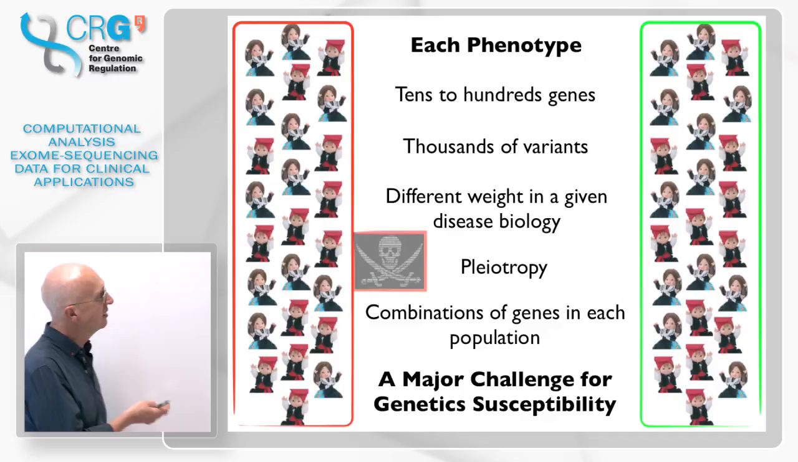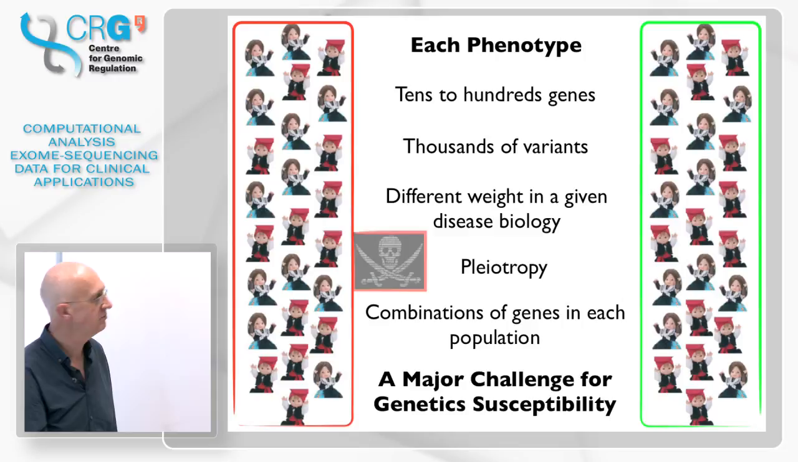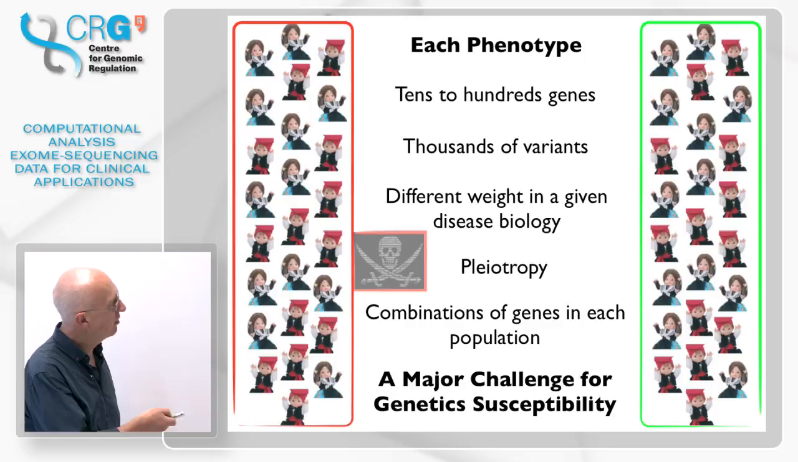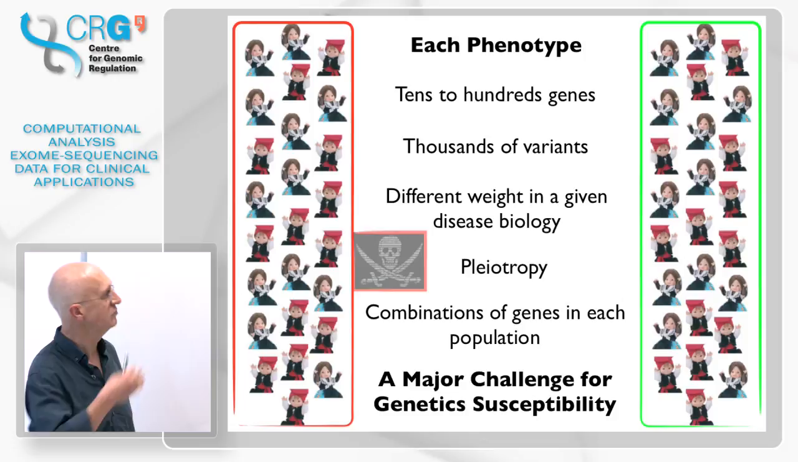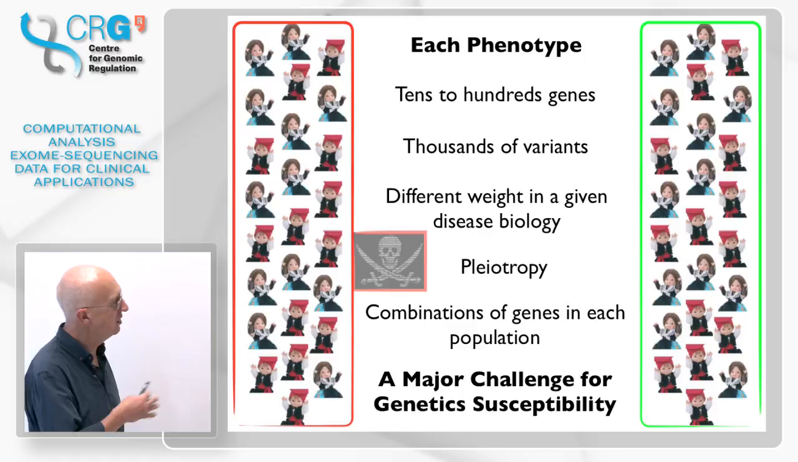It is quite likely that many of these different phenotypes are the result of tens or hundreds of genes. So we are seeing that it's likely the case of disorders like autism, like schizophrenia and some others, and that there are thousands of variants. The variants will not always have the same weight and the same degree of severity. And also, in some cases there is pleiotropy. So it could be that there are variants that are leading to different phenotypes.